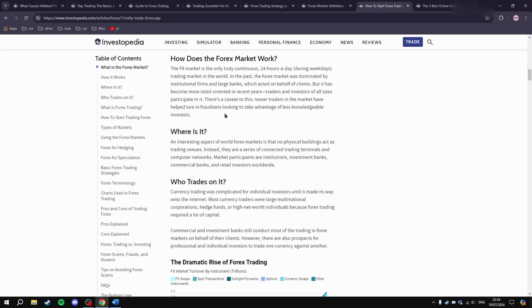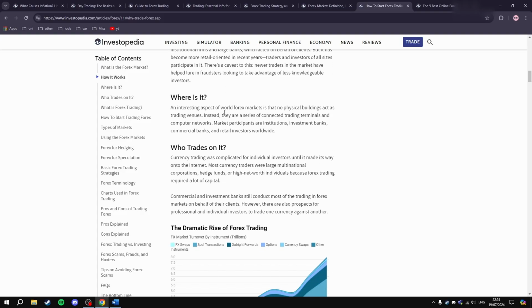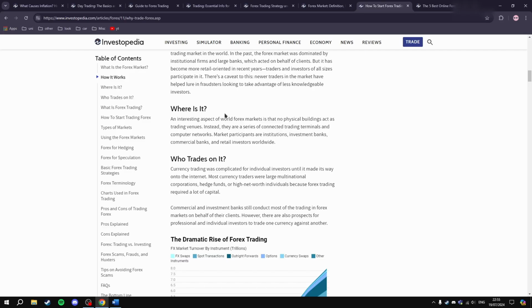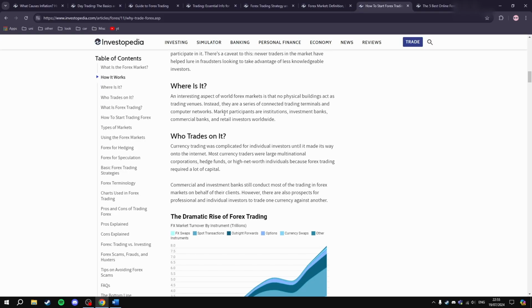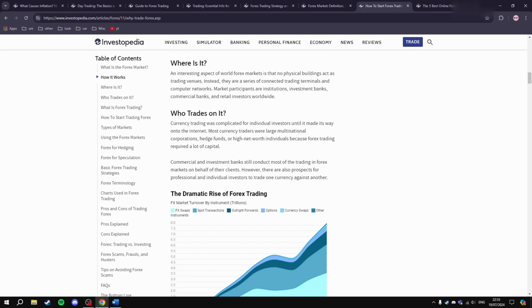The FX market is the only truly continuous 24 hours a day during weekdays trading market in the world. In the past, the Forex market was dominated by institutional firms and large banks, which acted on behalf of clients, but it has become more retail oriented in recent years. Traders and investors of all sizes participate in it. There's a caveat to this: newer traders in the market have helped lure in fraudsters looking to take advantage of less knowledgeable investors.